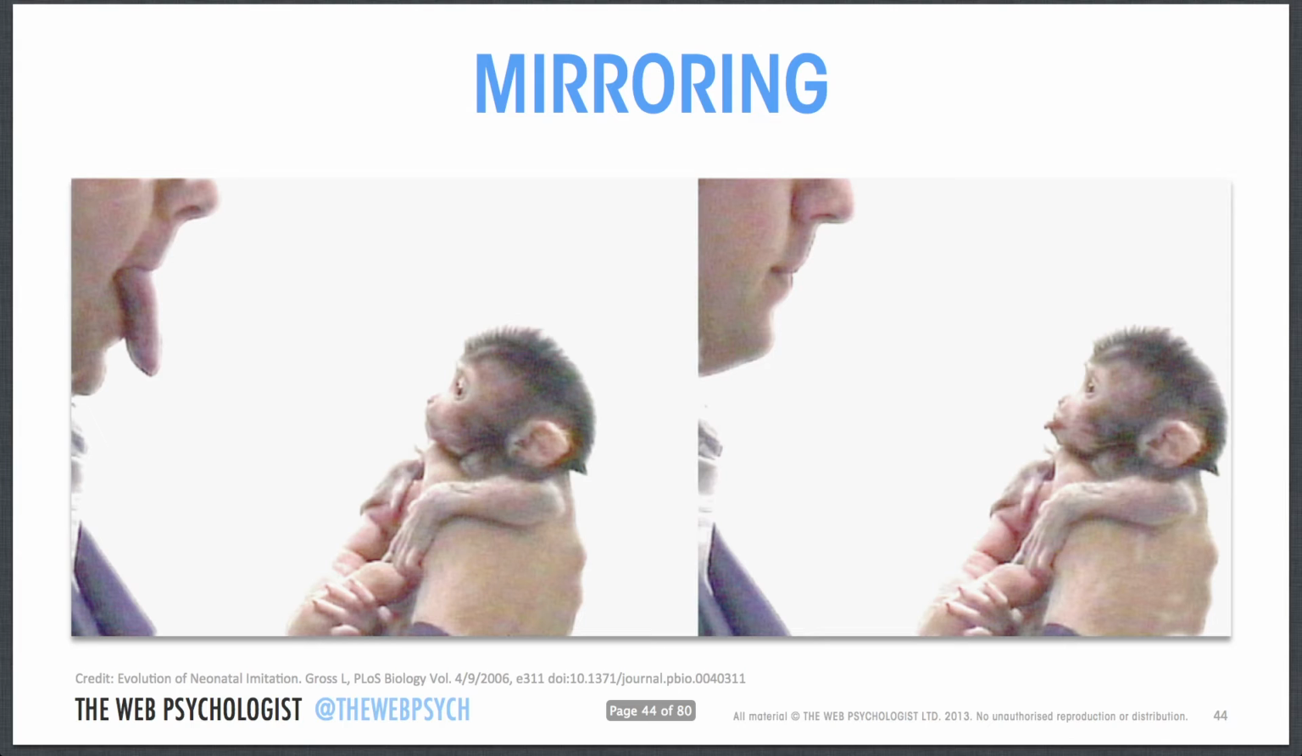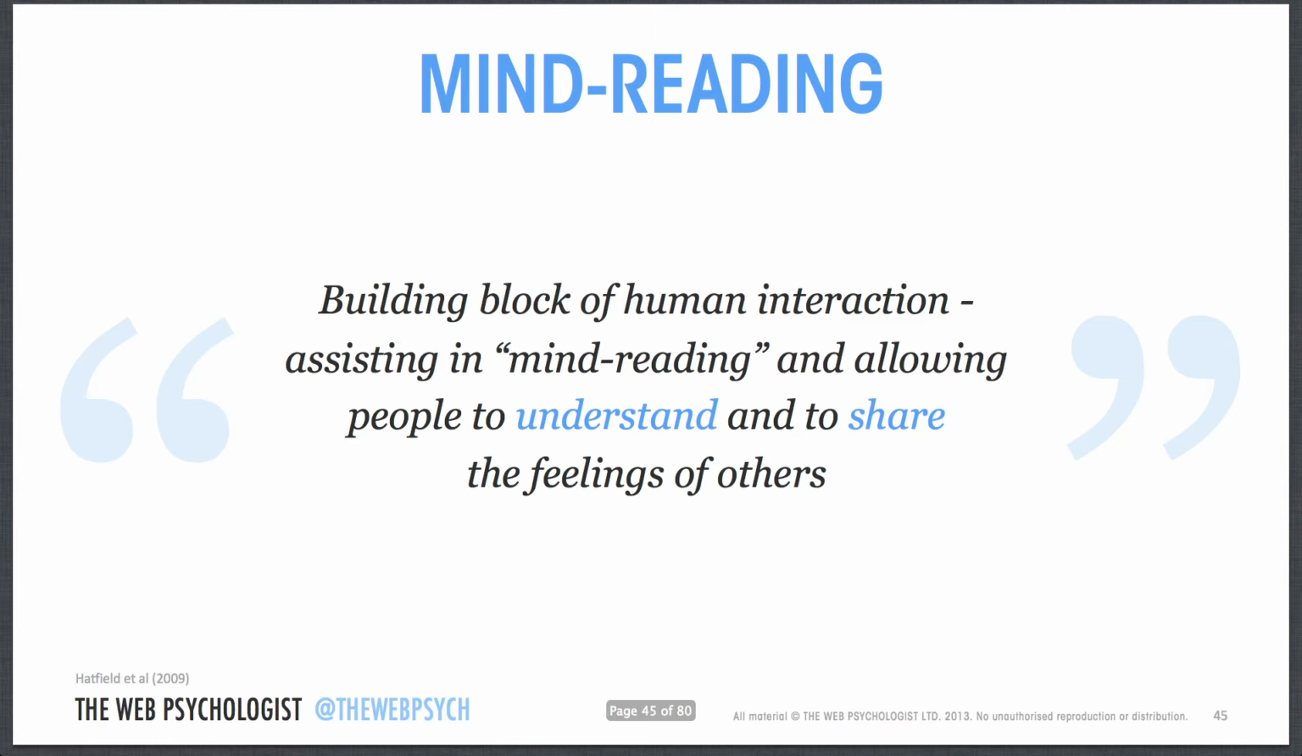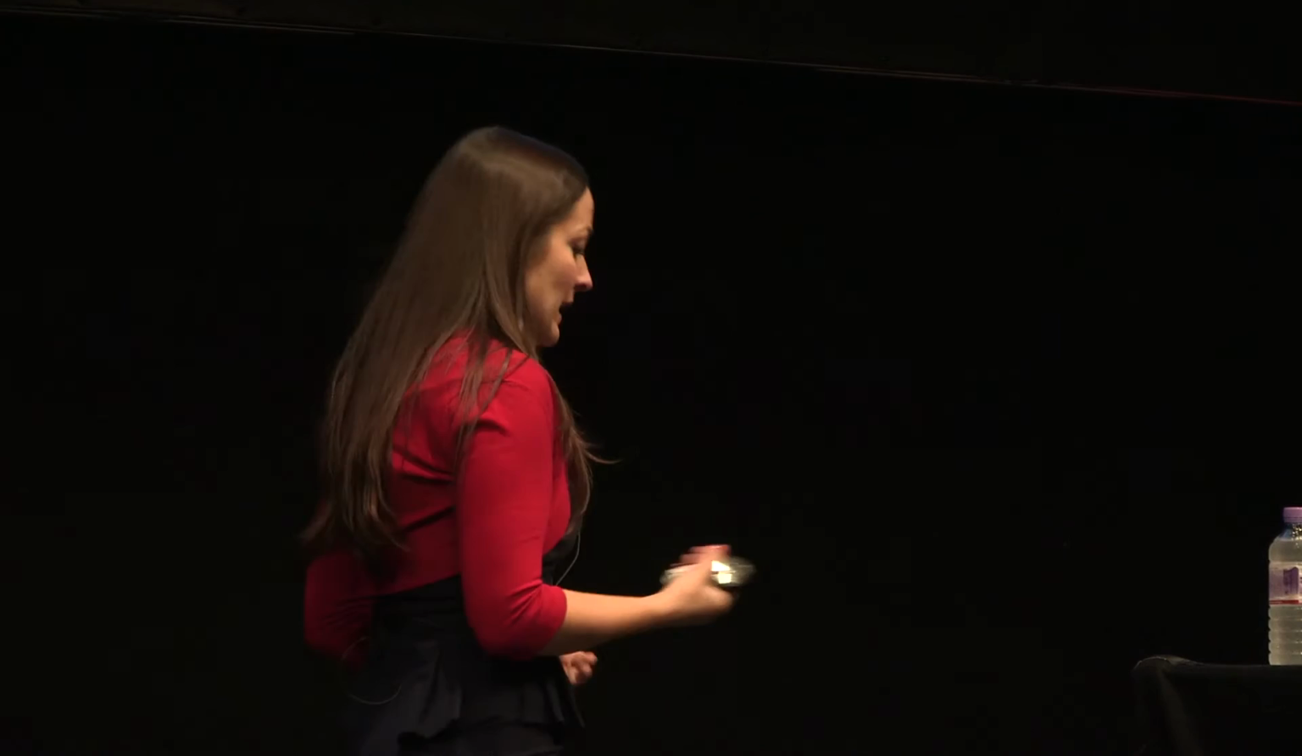I love this image. So you've got the little baby monkey, and you've got the tongue sticking out, and then you can see that it mirrors the action. And that's something very simple. Okay, so what's interesting about this is that it enables us essentially to mind read other people, to make inferences about how they feel, what their position might be, and how they relate to us.